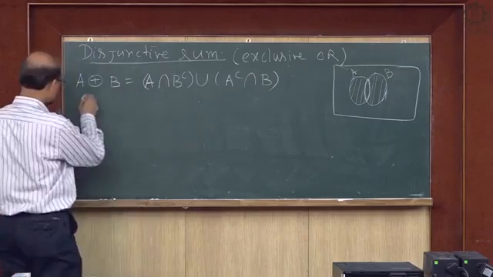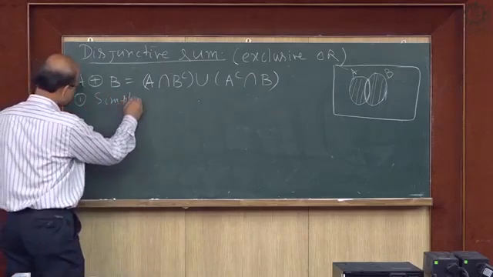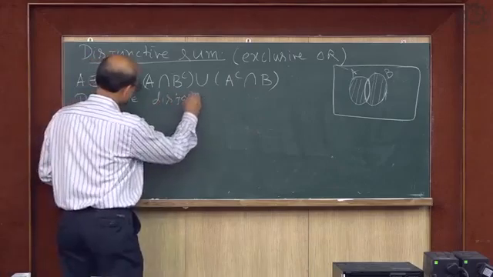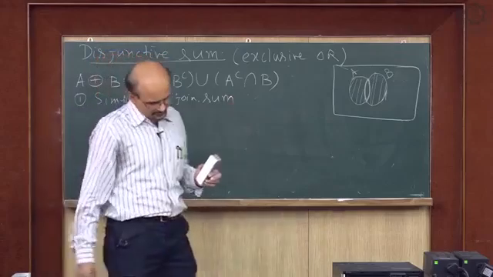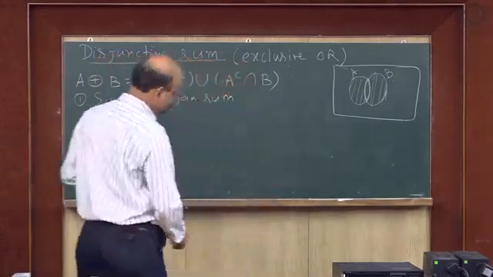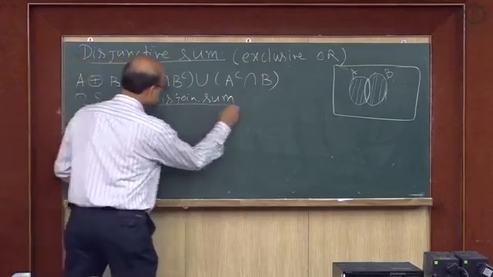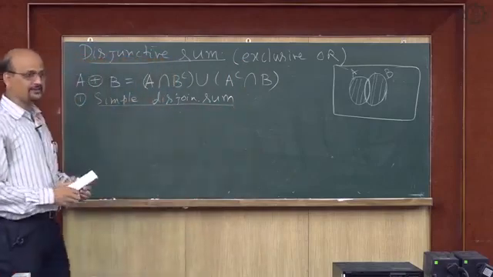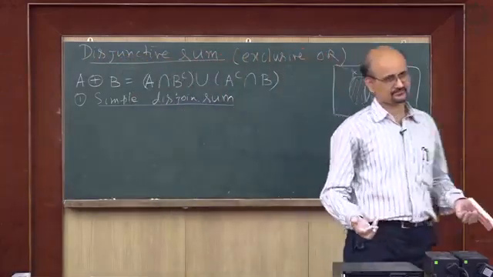We have two types of sum actually. One is simple disjoint sum and the other is just disjoint sum. First let us define simple disjoint sum. Because when we have fuzzy, again we have to think about the membership function.